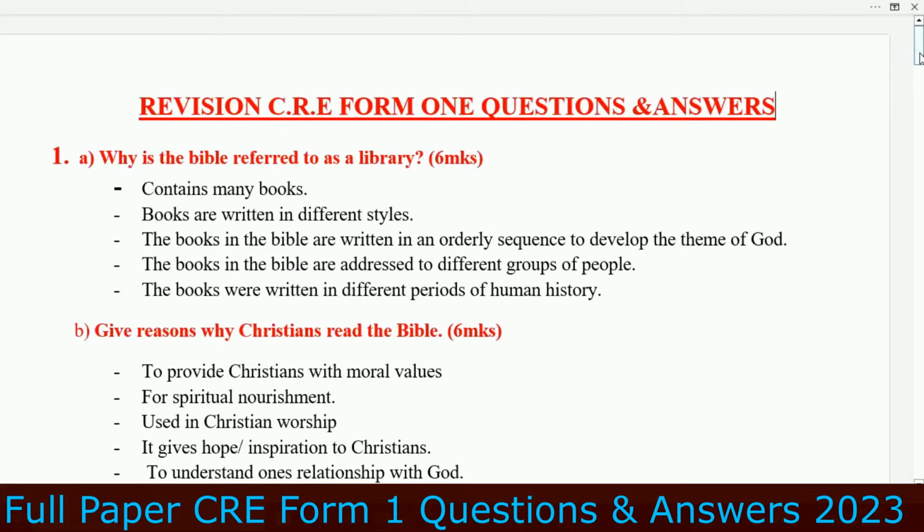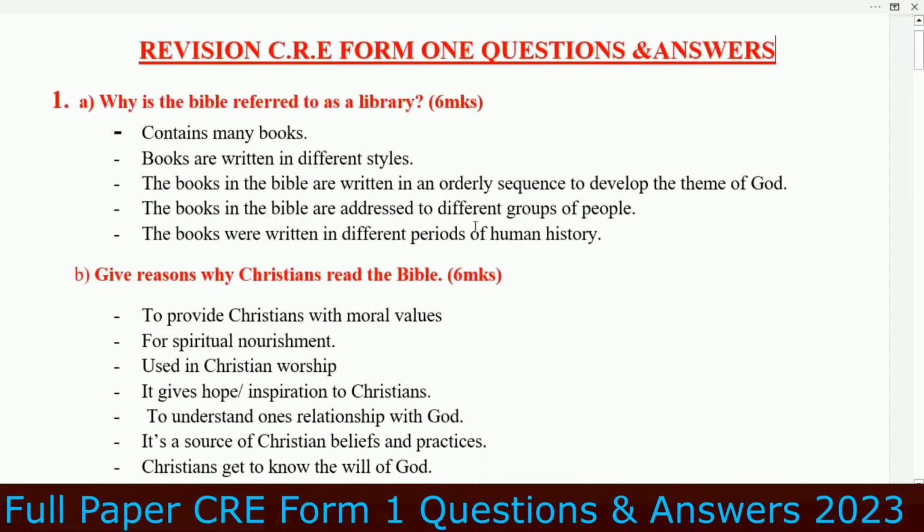Let us go to our work today, and we have seen it is CRE Form 1. Most of the KCSE questions you might find are from Form 1, and that's why we are focusing on questions from Form 1. Question number 1: why is the Bible referred to as a library? Why do they say that the Bible is a library?